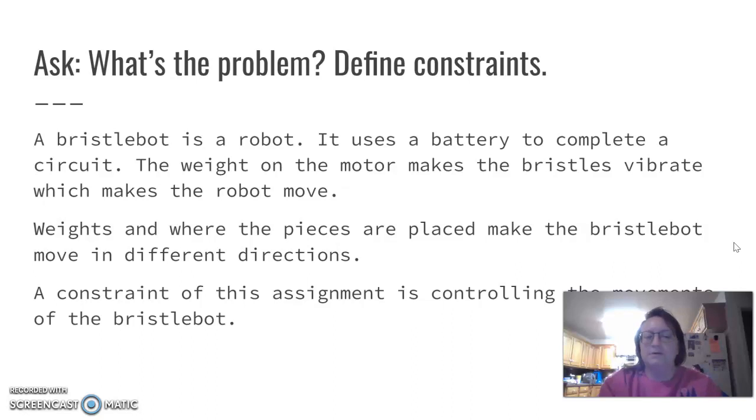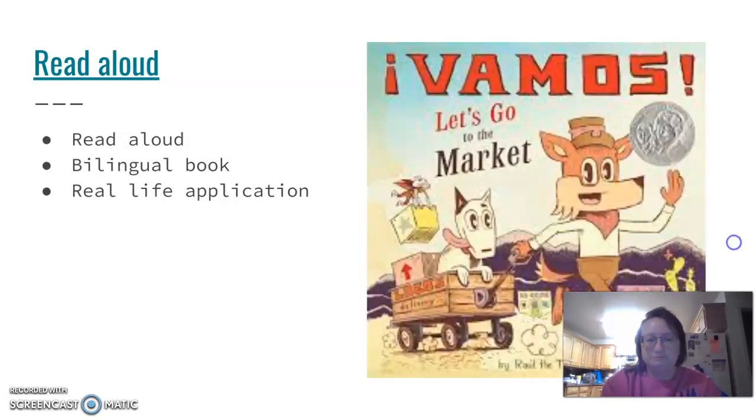When making my BristleBot and thinking through the design process, the question is what are the problems and defining constraints. BristleBot's a robot and it has a weighted pager battery, so that creates the movement of closing the circuit. The movements of the BristleBot kind of just vibrate and jitter around. The constraints are also controlling the movements of the jitter of the BristleBot.